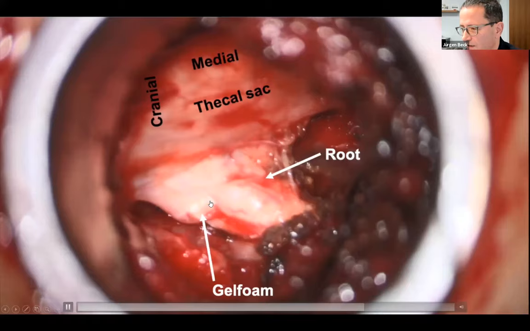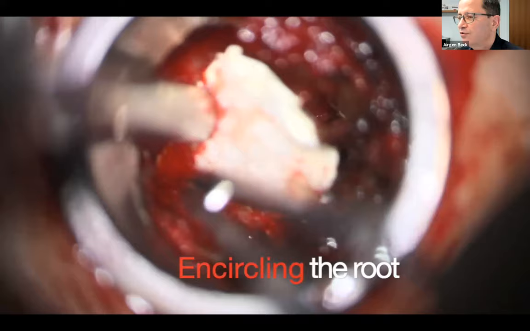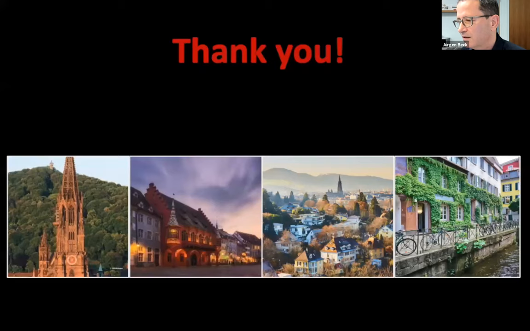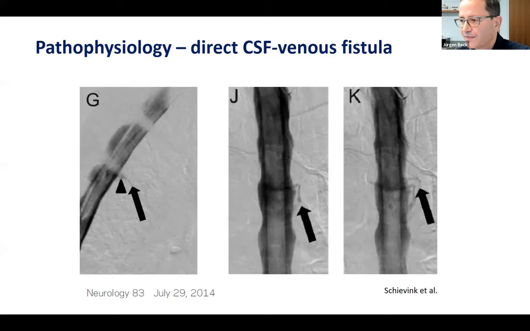So we form a kind of a collar around the root, secure it with, this is again, Duragen and Tachosil, and clip the root in a non-eloquent case, like in a thoracic root. And then the patient was symptom-free.